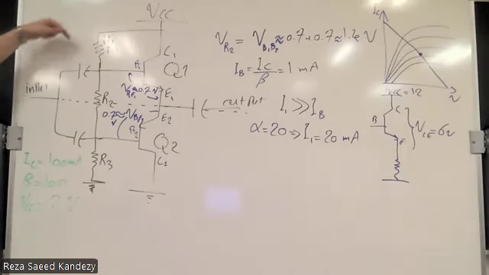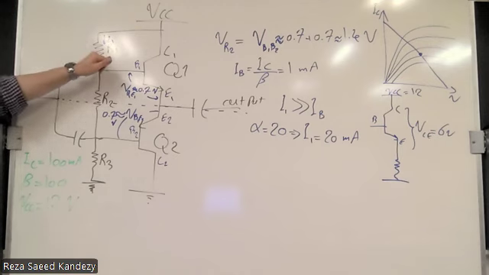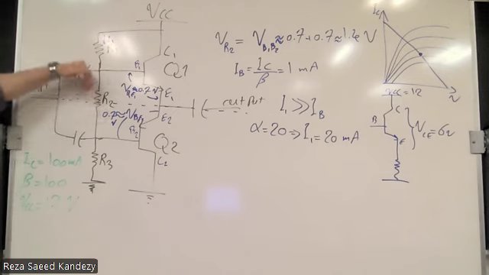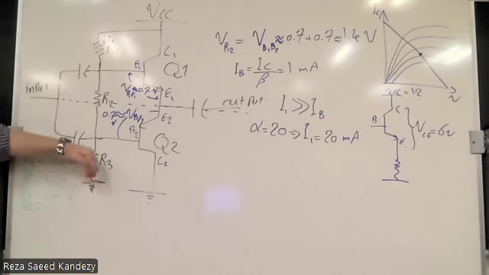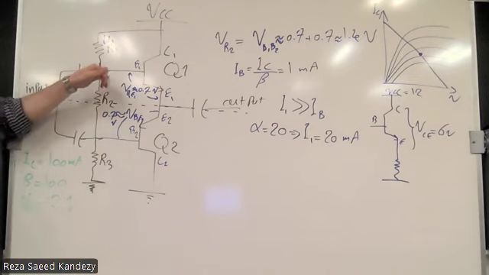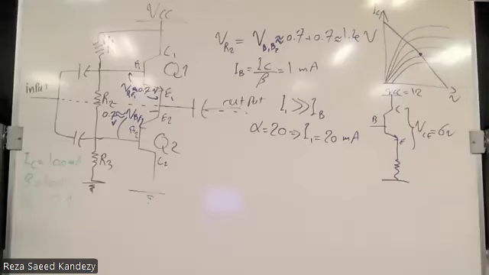Now, the current passing through R1, since the base current is too low compared to that, we can say this current passes here without any changes to R2 and to R3. So these three resistors share the same current. This is an approximation. This is not exact, because you know there is going to be a base current. We can't eliminate that in reality. What we can do is lower it as much as we can.